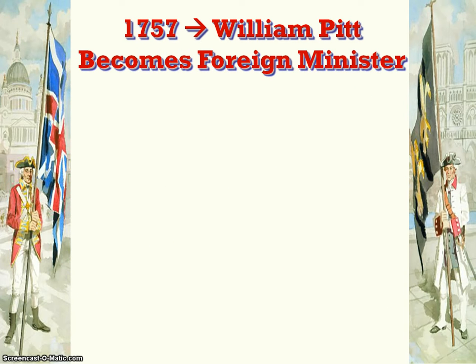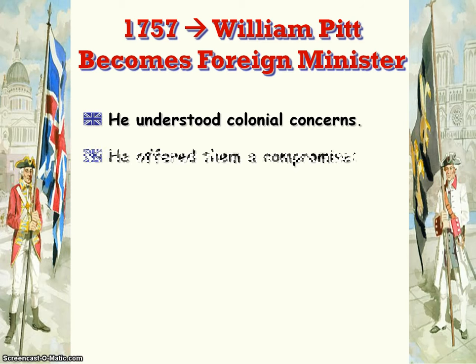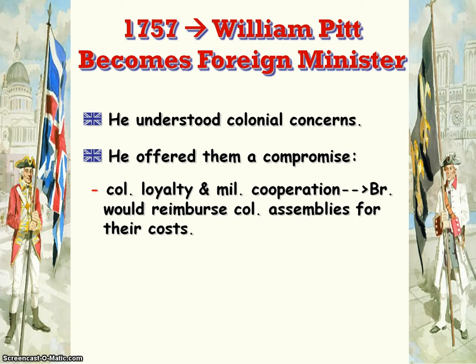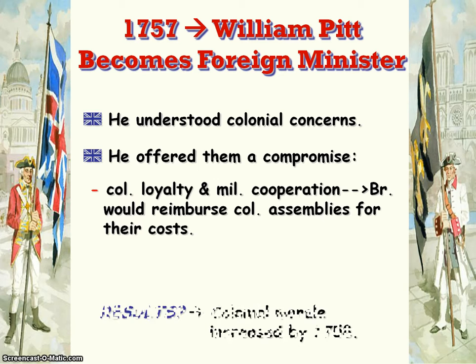By 1757, William Pitt becomes the foreign minister, which basically means that he represents England in America. And he's a good guy. He understood colonial concerns. He offered them a compromise early on, and he basically said, hey, we want your loyalty and we need your military support. And what we're going to do is we promise to reimburse the colonial assemblies for all their costs. So that was kind of a deal he made them, and some of the dealings had to do with giving land out into the West. And again, this is part of the big issue that the king doesn't like to have to deal with.